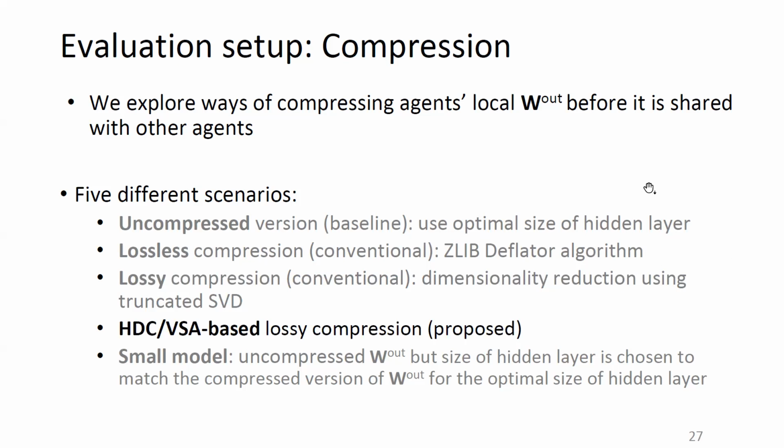And then we thought about comparing those 4 scenarios with a small model. By small model, we mean: what if we used an uncompressed W out, but we just decrease the size of the hidden layer to match the compressed version of the W out for the optimal size of the hidden layer. This is, of course, an option to compress the information in some sense, because we are not using the optimal larger hidden layer size.